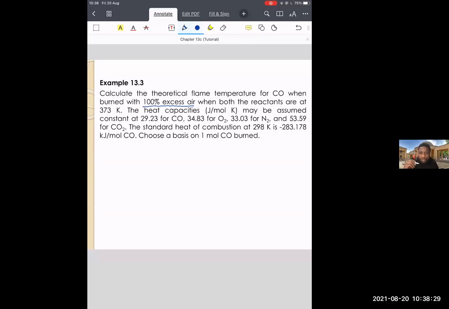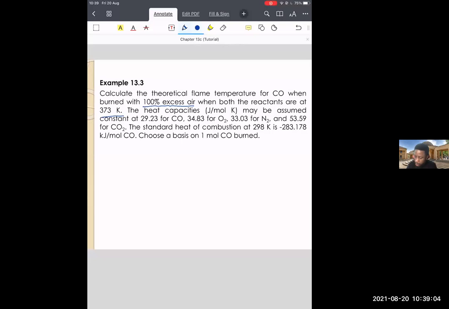Also, the point was made that something will be left over. That is true on the product side, but we start from the reactant side. Both the reactants are at 373 Kelvin, take note of that. The heat capacities may be assumed constant. What are heat capacities? Remember, those are Cp values.